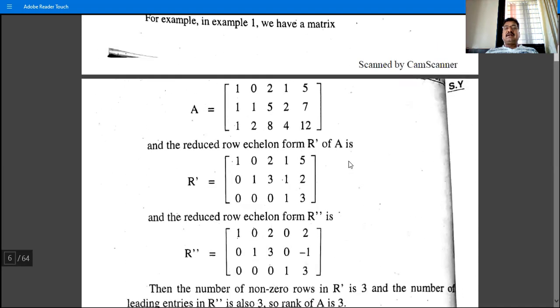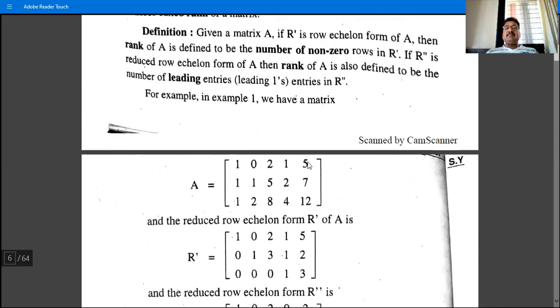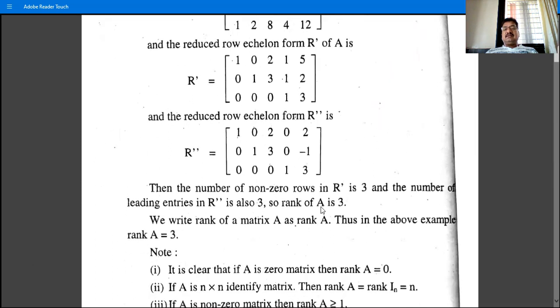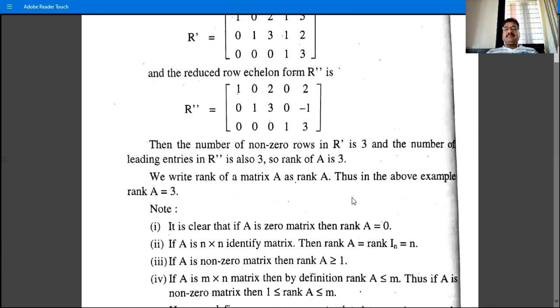So what is the rank of the matrix? We have to reduce the matrix to either row echelon form or reduced row echelon form, and the number of non-zero rows in this row echelon form or reduced row echelon form is the rank of that matrix. If you observe this reduced row echelon form or this row echelon form, the number of non-zero rows is 3. This is a non-zero row, this is a non-zero row, this is a non-zero row. So rank of A is 3.